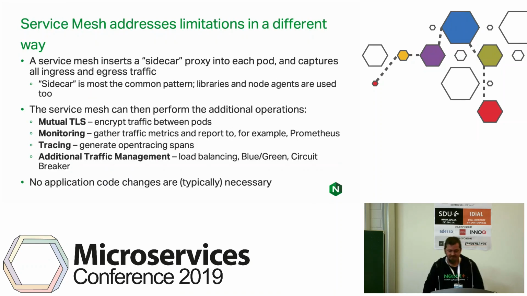So service mesh addresses limitations in a different way. We've already talked about the sidecar proxy, and that is the most typical model for a service mesh. We've talked about the additional operations that a service mesh can do in terms of mutual TLS, monitoring, tracing, and traffic management. And typically, no application code changes are required because you take care of all of these things at a centralized tier rather than in the code for your services.